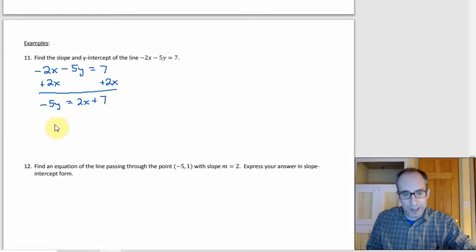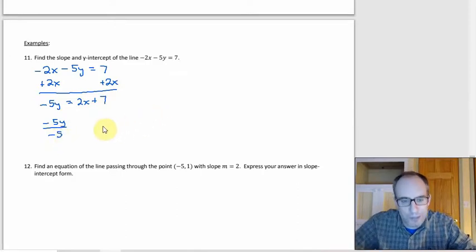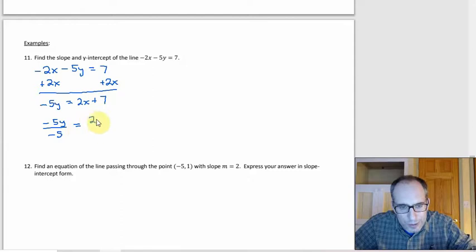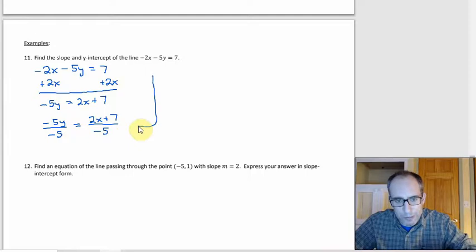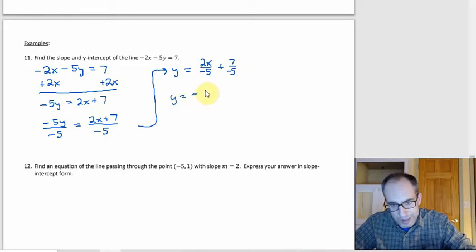But then I want y by itself, so I'm going to divide both sides by negative 5, or I guess multiply both sides by negative 1/5 if you want to do it like that. So y equals (2x plus 7) over negative 5. So I am going to get y by itself on the left. On the right, I can distribute that negative 5 and say that'll be 2x over negative 5 plus 7 over negative 5, which could then be rewritten as negative 2/5 x minus 7/5.